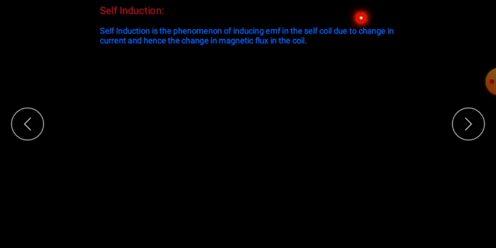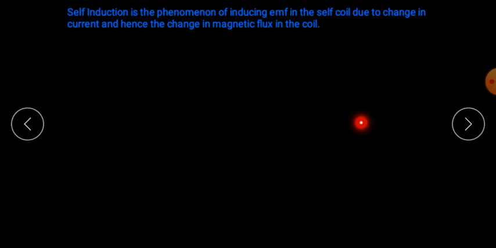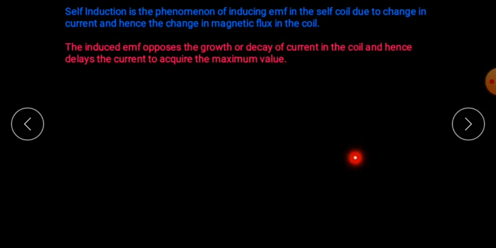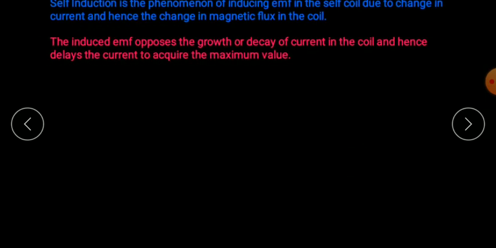Self-inductance is the phenomenon of inducing EMF in the self coil due to the change in current and hence the change in magnetic flux in the coil. The induced EMF opposes the growth or decay of current in the coil and hence delays the current from acquiring the maximum value. So let's understand this by taking an example.